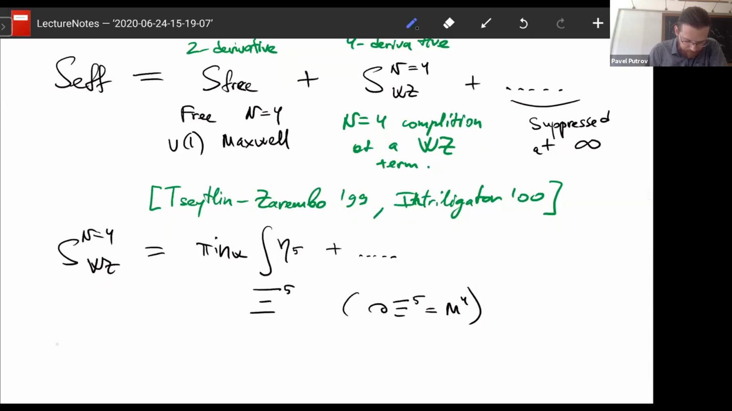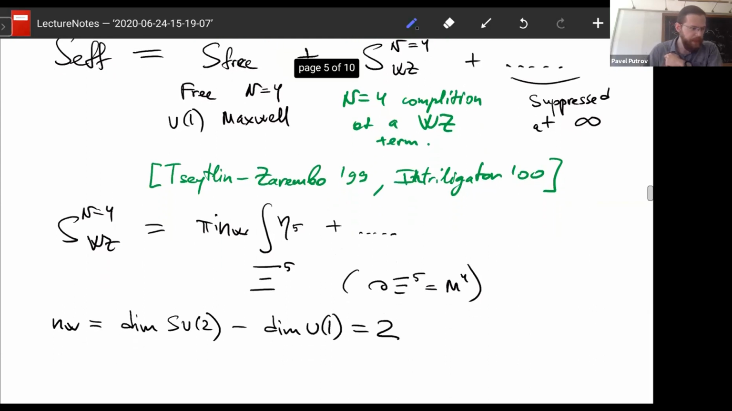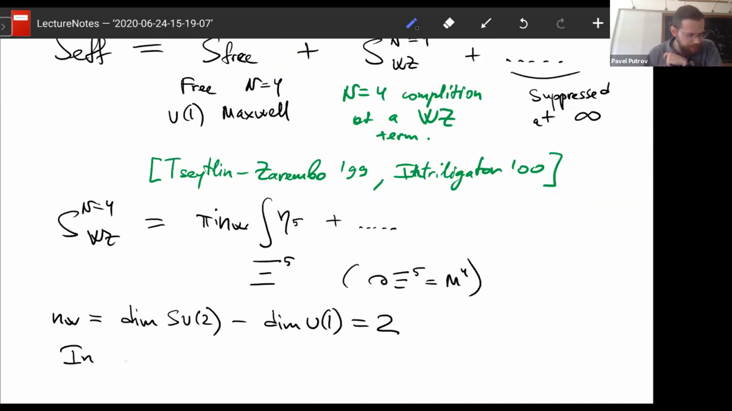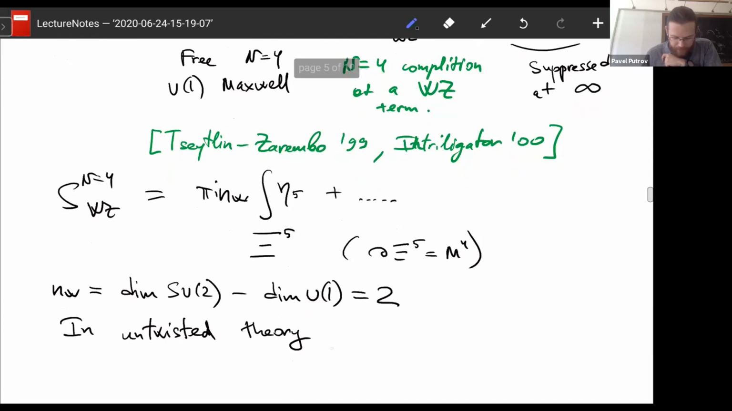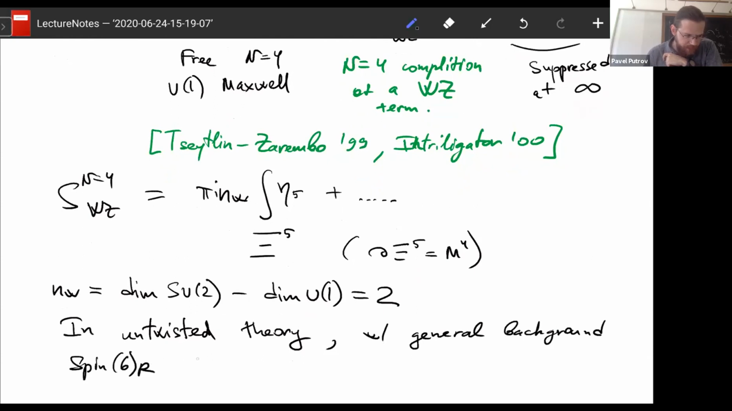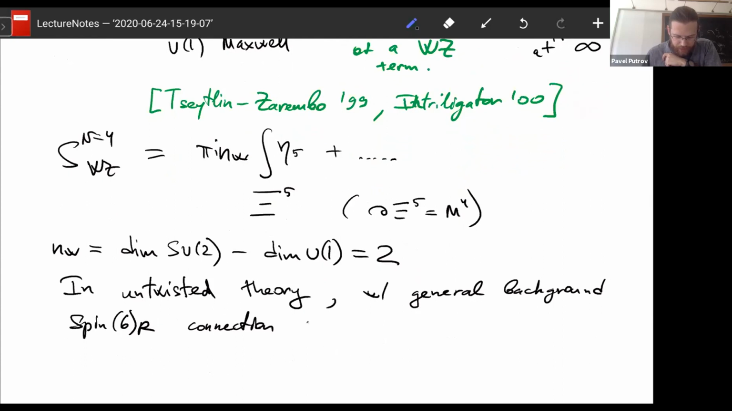So first, let me make a few comments on this Wess-Zumino term itself, the bosonic one. The coefficient in front is a number, and W is the number of W bosons, which is the difference between the dimension of the unbroken gauge group and U1, which is just 2. And so in the untwisted theory, with a general background spin 6 connection, it can be written as follows.